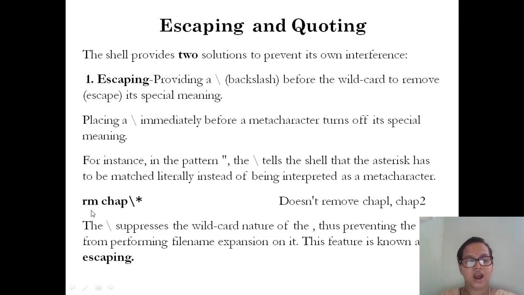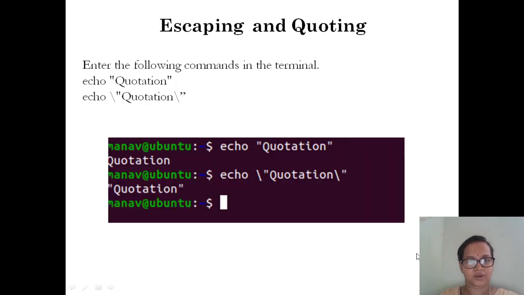You can see rm chap backslash star means it does not remove all the chap1, chap2, whatever output you have got. Instead, it will just delete the file chap star. So what is this backslash doing? It is suppressing the wildcard nature of the star, thus preventing the shell from performing filename expansion on it. This feature is known as escaping.